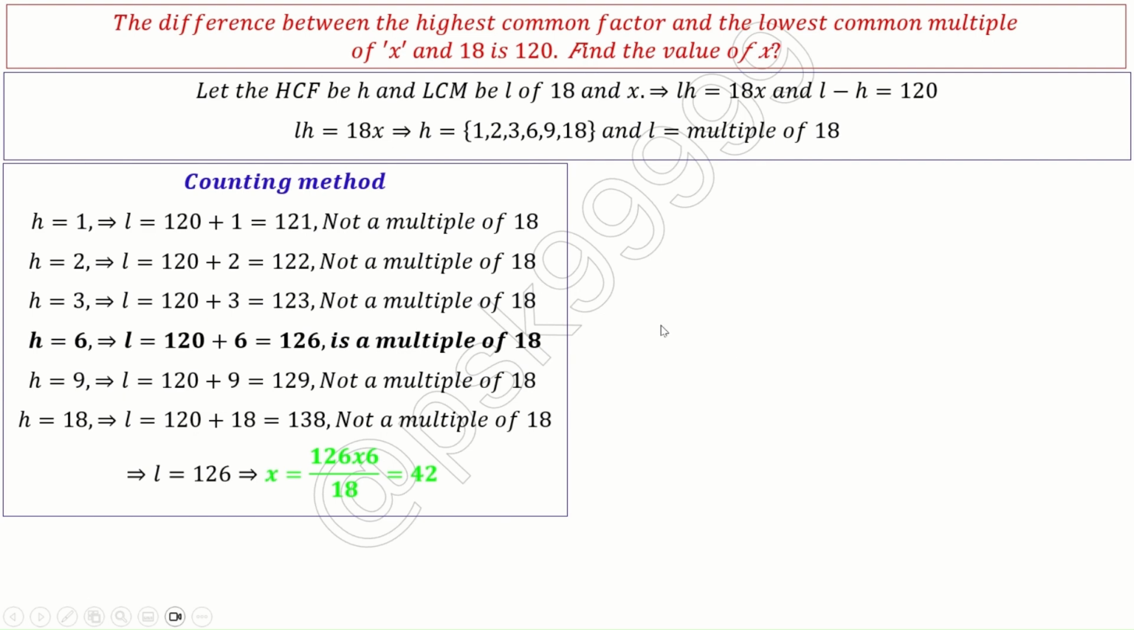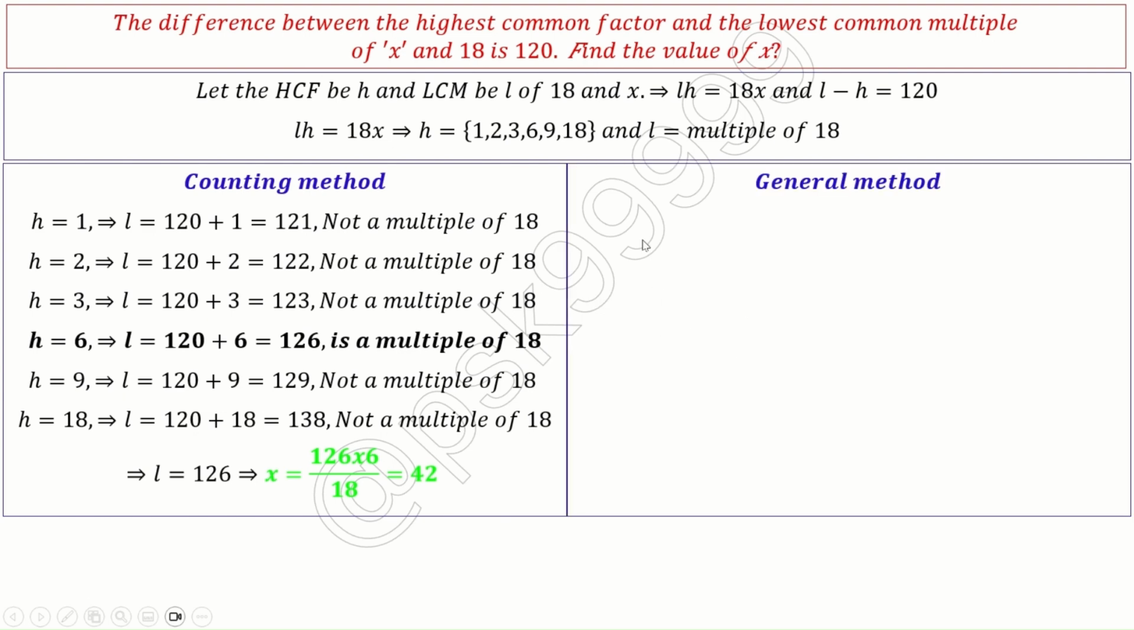But if you want to understand it through the remainder theorem, you can do it this way, the general method. If it is some other number where the factors are very big, then you should go through this method. So H plus 120 is equal to L. That is the equation, right? H plus 120 is equal to L, and L is a multiple of 18, correct? Once you know this, I can use the remainder theorem. H plus 120 is congruent to 0 mod 18, because L is a multiple of 18 and L is nothing but H plus 120.